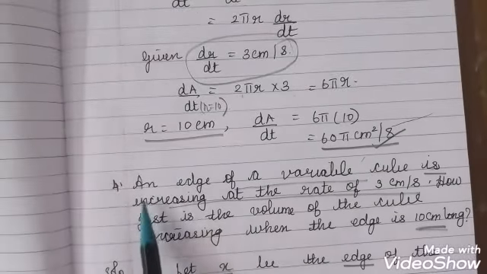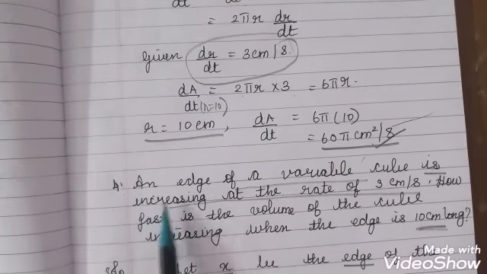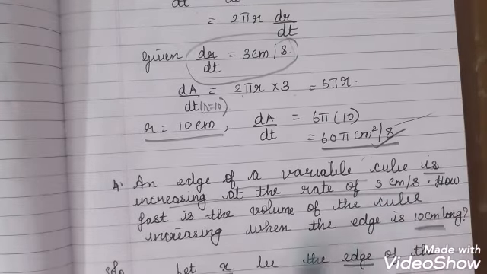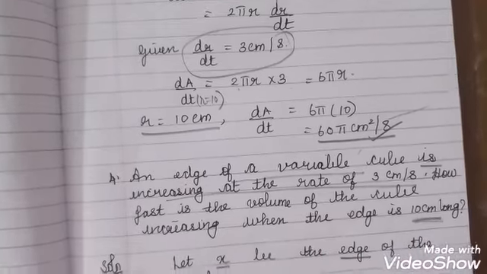Okay. Now the fourth one. What's the fourth one you get? An edge of a variable cube is increasing at the rate of 3 cm per second. How fast is the volume of the cube increasing when the edge is 10 cm long?